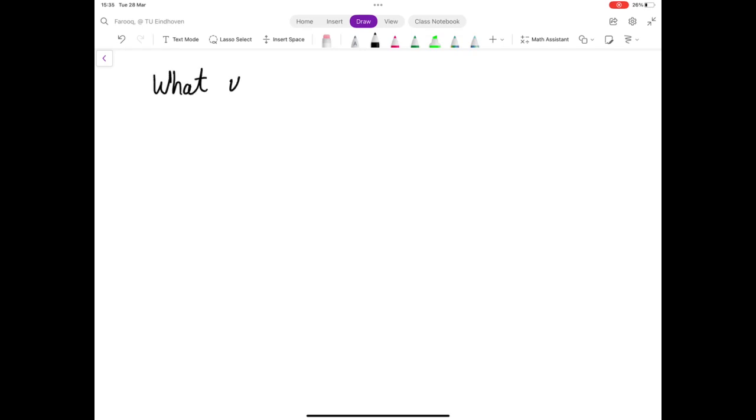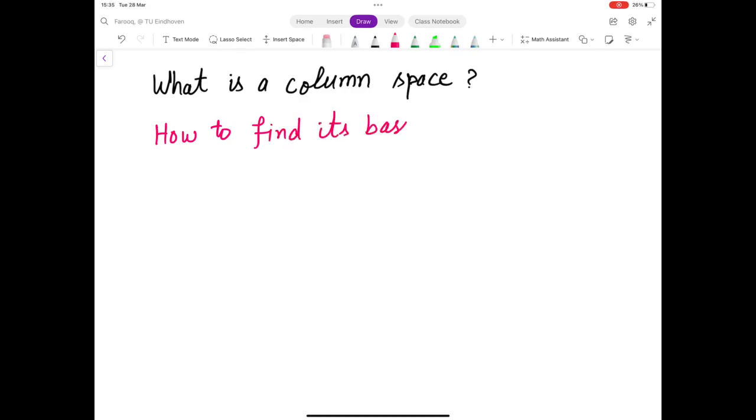First we will define what is a column space, and then we will see how to find its basis and dimension.